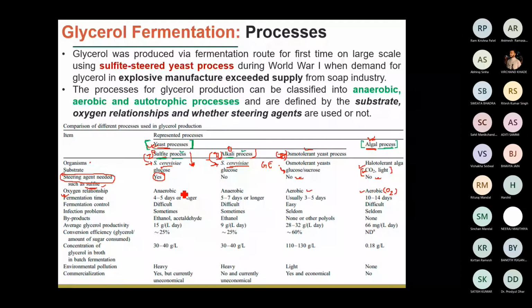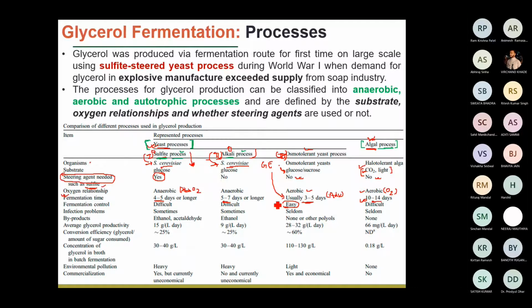And if you see the fermentation time, it is 4 to 5 days for the sulfite process and 5 to 7 days for the alkali process. Generally, the growth rate of algae is slower, so it takes 10 to 14 days. But if we genetically engineer these microorganisms, the time frame is the least. This is a very big advantage of genetically engineered or modified microorganisms, where the fermentation time is as low as 3 to 5 days. As for fermentation control, for almost all the processes it is difficult, except the genetically engineered ones.